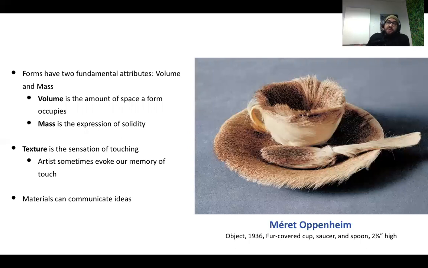Forms have two fundamental attributes, which are volume and mass. When we speak of volume, we talk about the amount of space the form occupies. Mass is the expression that a volume is solid and occupies space.